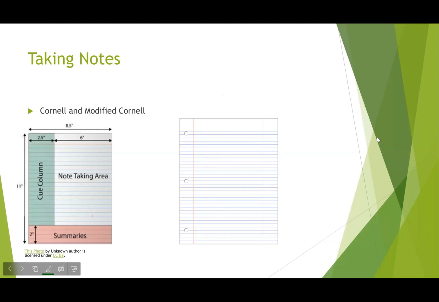The first is the Cornell method. That is a tried and true method from Cornell. Obviously, that's where it comes from. And it is the picture on your left, where we take a sheet of paper and we divide it up, we draw a line at the bottom and draw a line on the left. And then this area that's left over is where we take notes.